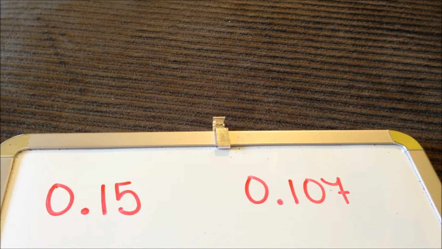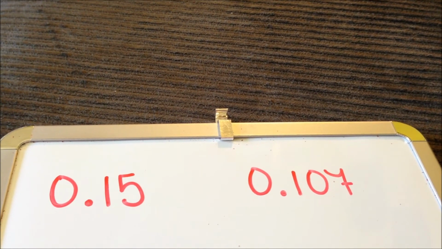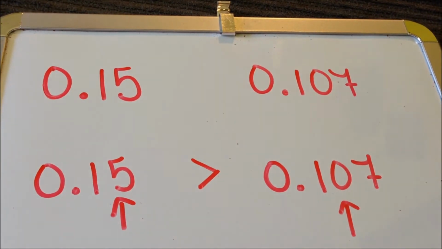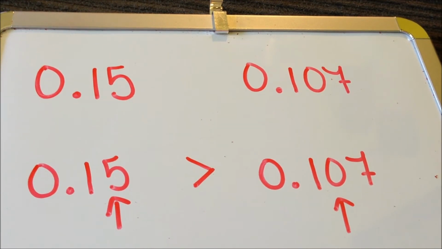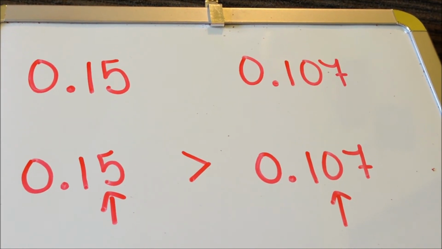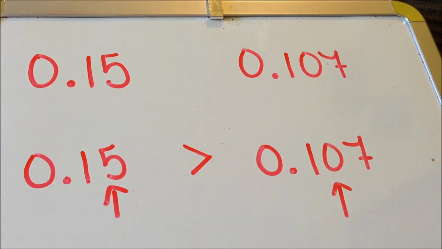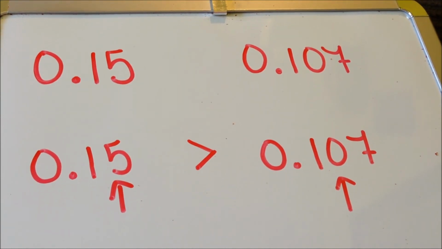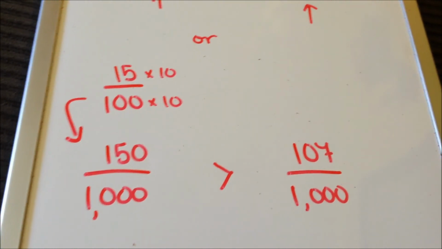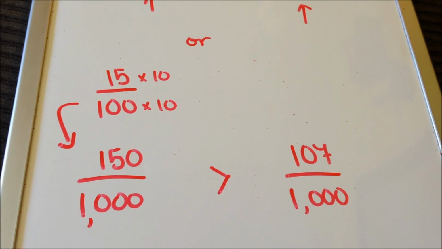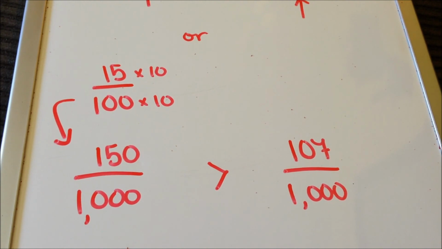Let's try one last example. Place a less than or greater than symbol in between 0.15 and 0.107. Let's look at the place values. 0.15 and 0.107. The ones position is the same, the tenths position is the same, but the hundredths position is different for these two numbers. The left-hand number is a 5, the right-hand number is a 0. Therefore, 0.15 is greater than 0.107. You can also use the second method where you write them as fraction equivalents. So we have 15 over 100, which multiplied by 10 over 10 gives you 150 over 1,000. And that is clearly greater than 107 over 1,000.